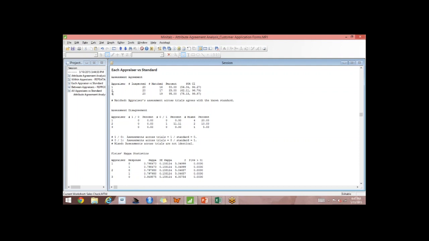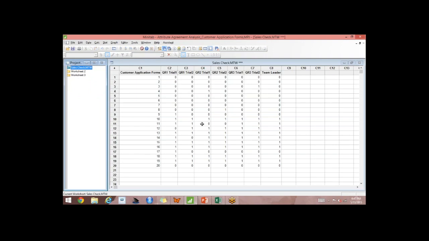On similar lines, we can also calculate the percentage of agreement for quality representative 3. But where am I getting the 16 from? Let me go back to the worksheet and explain this. So we have quality representative 1 who has conducted trial 1 and trial 2, and he has also looked into 20 customer application forms. Now these values are compared with the standard, which is your team leader.